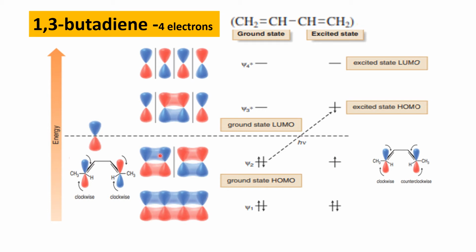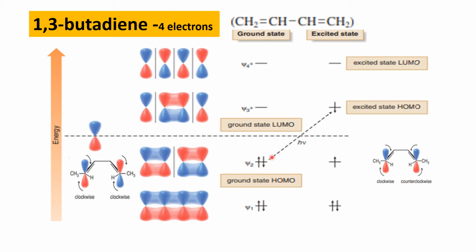And in the second level, the phase will be different. Whenever the phase is different, the overlap will not happen, and a node will form. In the third level 2 nodes will form, and in the fourth level 3 nodes will form. According to the level, one less node will form: the first level 0 nodes, the second 1, the third 2, and the fourth 3 nodes. Okay, see here, how many electrons? 4 electrons are there. 2 electrons in the first level and another 2 electrons in the second level. This we call the HOMO.